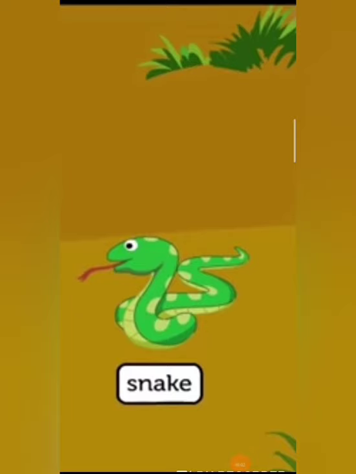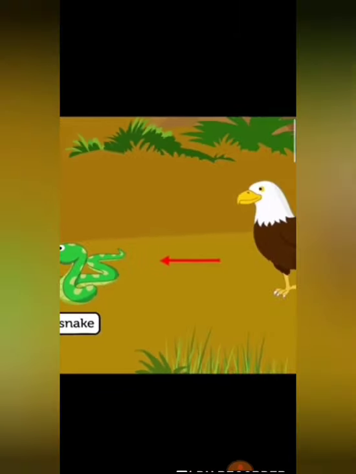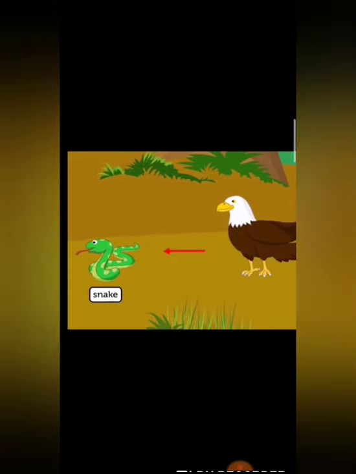Can you guess, children? Who can eat a snake? Which animal can eat up a snake? Maybe a bird? Let us see which bird. So a snake can be eaten by an eagle.